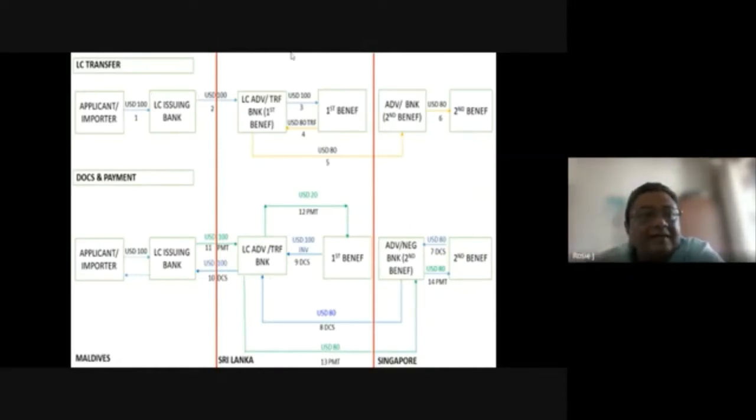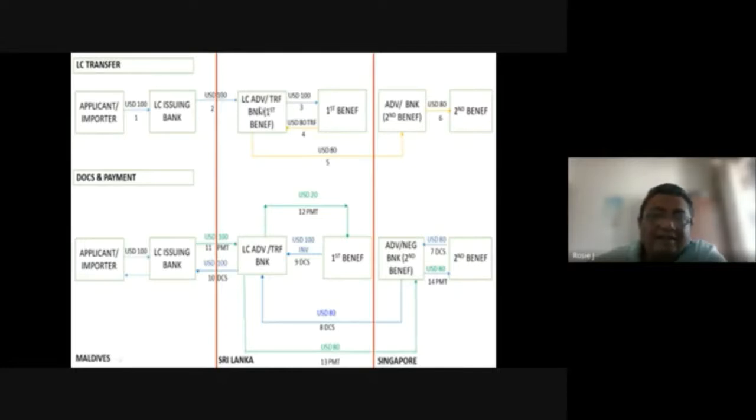So we'll say this is the importer in Maldives. He goes and tells his bank, say the Bank of Maldives or Standard Chartered, whatever, to issue an LC for $100 to Sri Lanka. Sri Lanka we will call the first beneficiary, say Mr. Silva. And we'll call this person Ahmed, from the Maldives. Ahmed has opened an LC to Silva for $100 for 10 air conditioners.